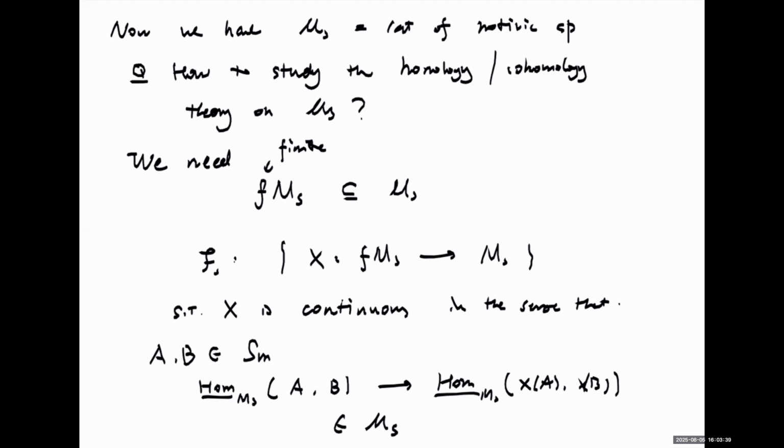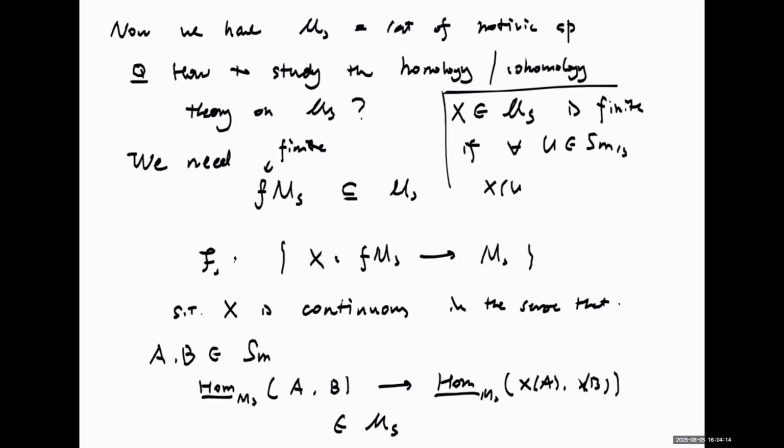Let's say X inside Motivic S is finite if for every U inside smooth, X of U is finite. Oh, okay. Good? Okay.